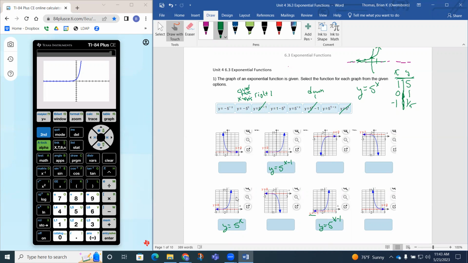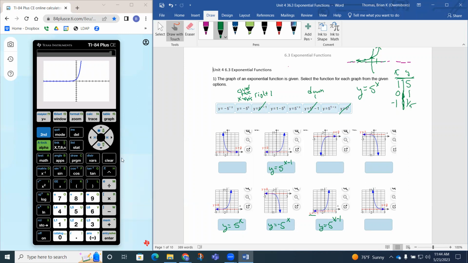So what happens is the parent function, instead of pointing up, is now going to be pointing down. And instead of running across the top, it's going to be running down on the bottom here. So I'm looking for something that basically makes this one flip upside down. And it looks like this one right here is doing exactly that. Notice how the asymptote is still y equals 0. It's still approaching the x-axis from the left, but instead of this part opening up, it's now going to be opening down. That's going to be y equals negative 5 to the x.